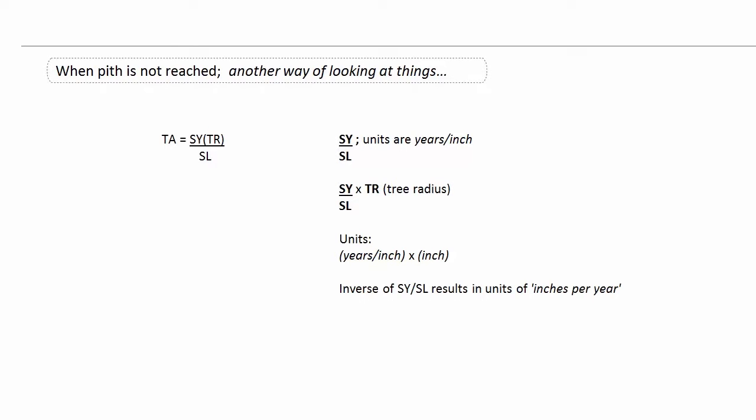By the way, in terms of units, the inverse of SY over SL results in units of inches per year, which can be thought of as a tree growth rate of sorts. In other words, how much fatter is the tree getting, in inches, with each passing year? Again, this is not a new way of determining tree age. It is simply another way of looking at the variables and measurements we have collected.